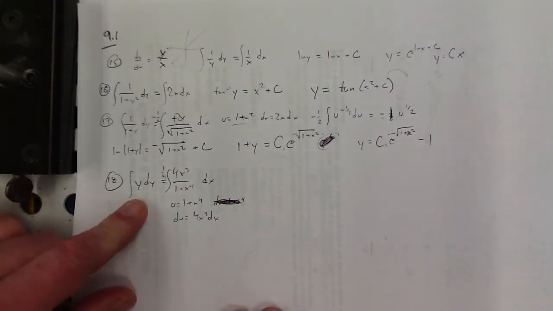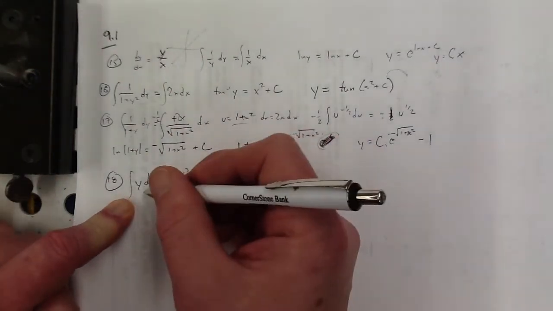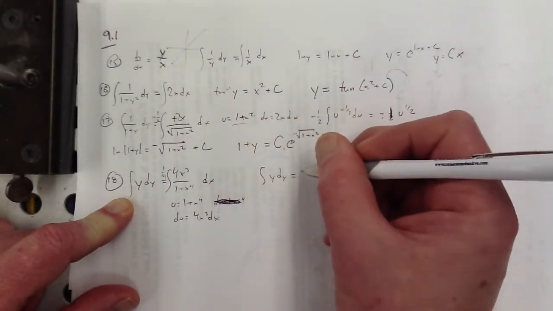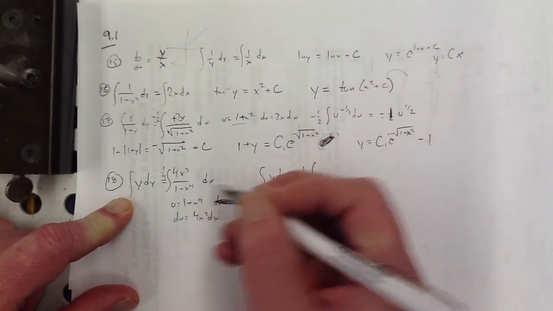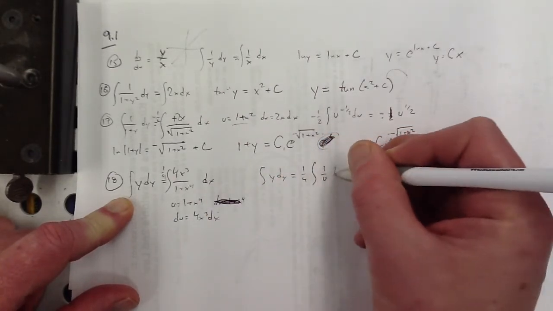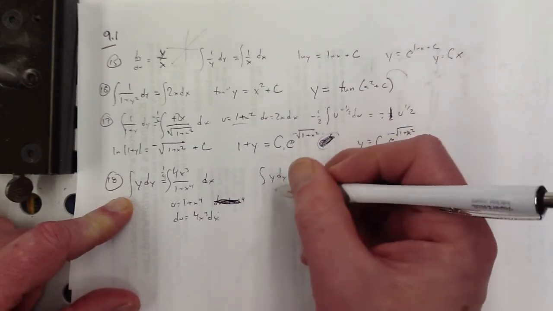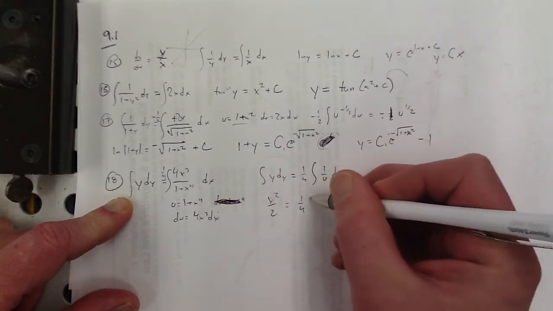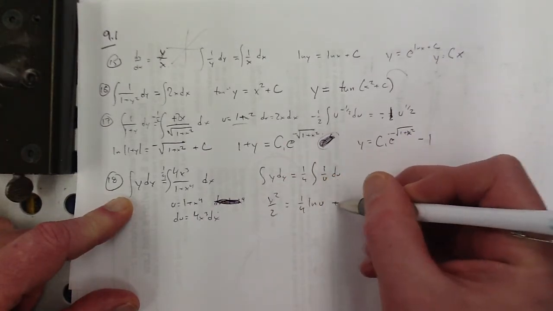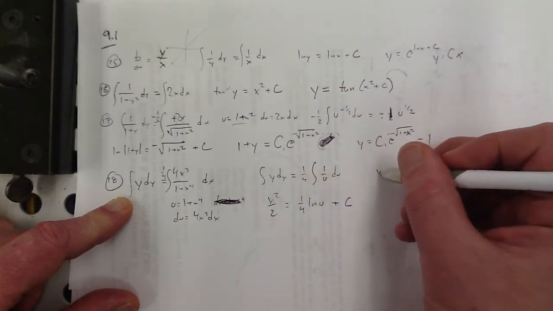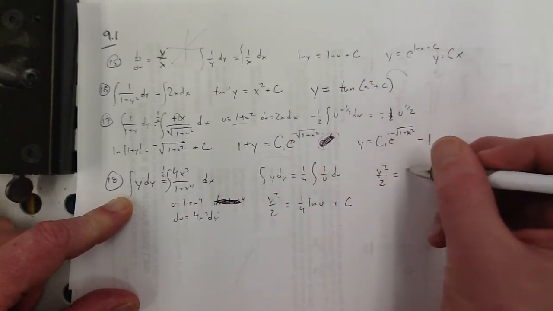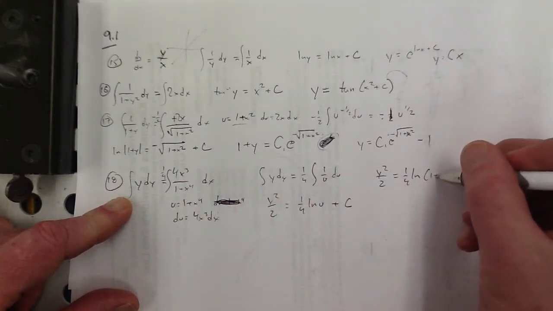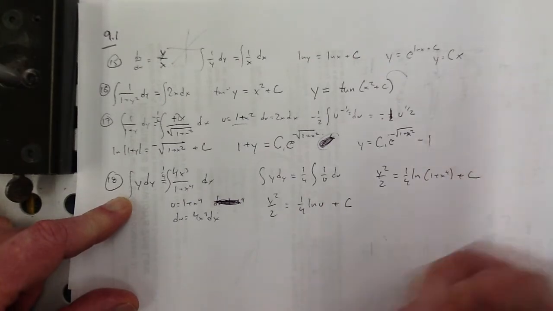And now my antiderivatives. Maybe I'm going to rewrite this just with the u. So that would be 1/4 integral 1 over u du. So that's going to give me y squared over 2 is equal to 1/4 natural log u plus c. The u is 1 plus x to the 4th plus c.